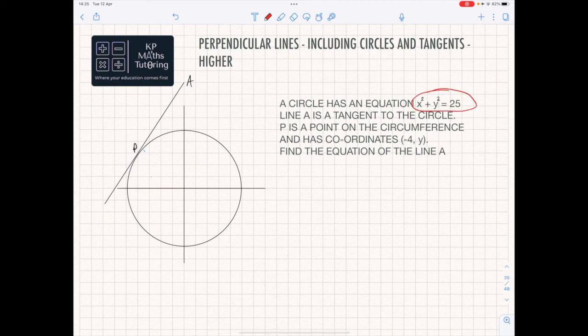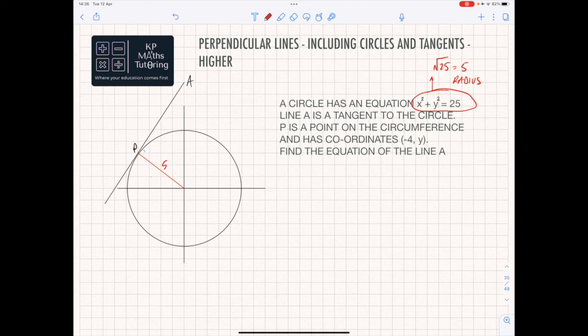First thing to identify is that when it has x squared plus y squared equals 25, basically if you square root the 25, that gives you your radius. Okay, so in the equation of a circle, if it's x squared plus y squared equals something, if you square root the end value, that will give you your radius. So what I know in this case here is that this point is 5. Okay, so that is your radius for this circle.